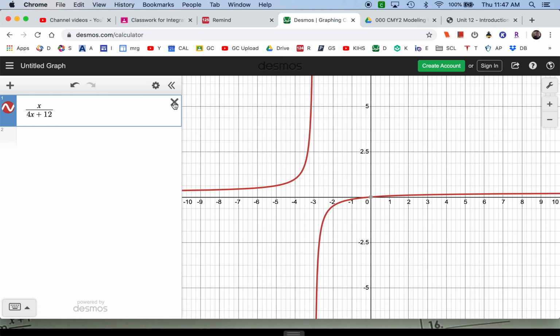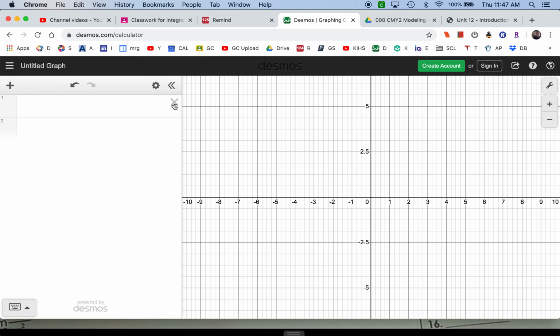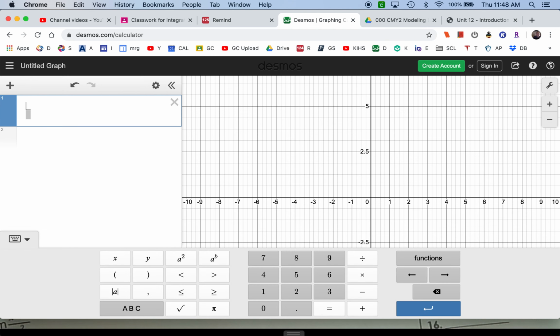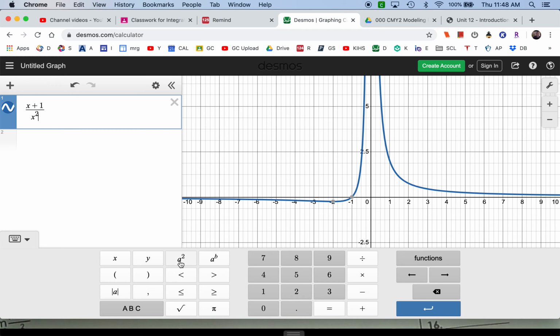The next one. The next one is x plus 1 and then x squared. So what's the limit as x approaches 0? Notice at 0 both ends go up. So that answer is going to be infinity for number 11. Or you could have said does not exist. Both would be the right answer.